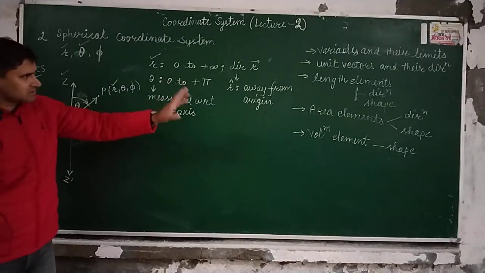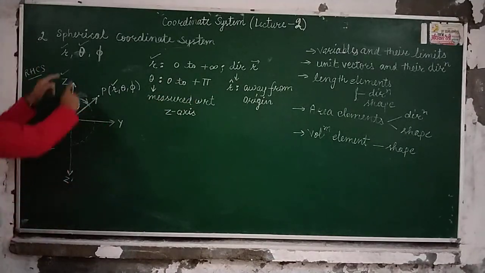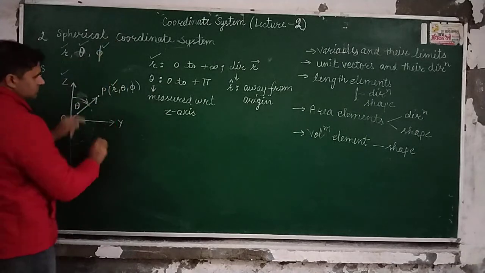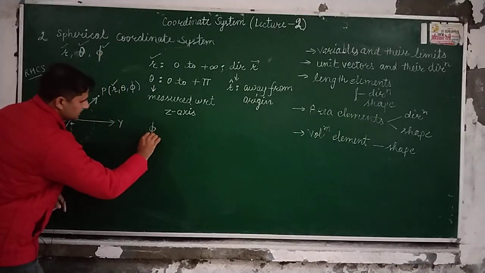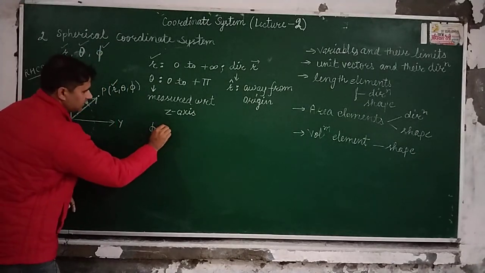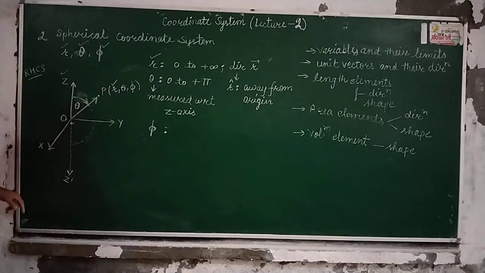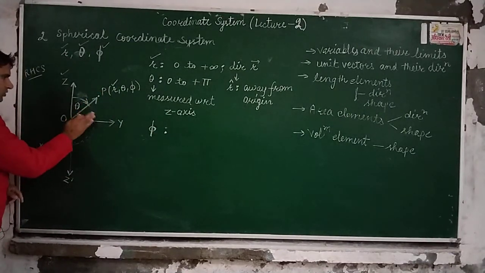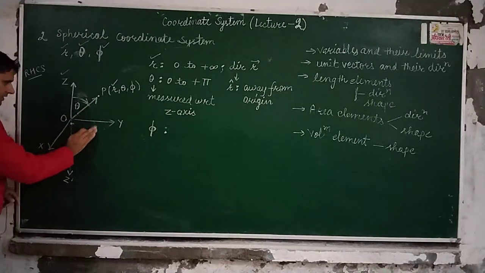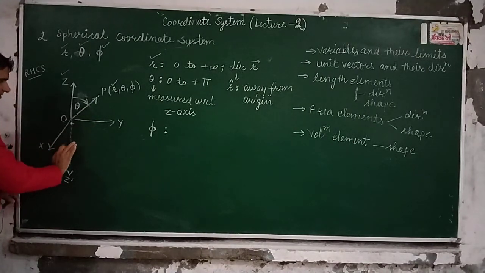Further things we will discuss in the length element. We will discuss now phi. The third variable is phi, not phi cap, this is phi. Now we are to measure phi. So how will you measure it, and from where is it measured?